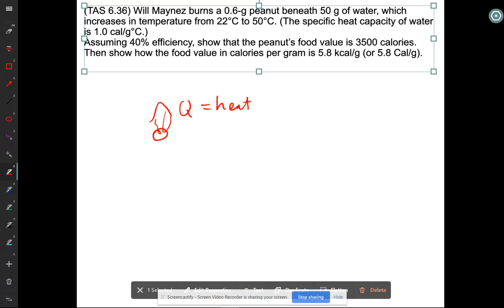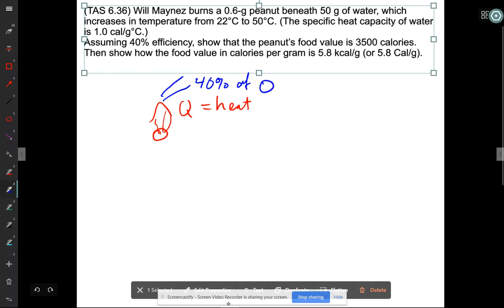Because how many calories? Well, actually, no. Show the peanut's food value is 3,500 calories. So we're going to find the heat and show that it's 3,500 calories. So we start with Q as heat. That heat is then going to go, so 40% of heat goes into water.